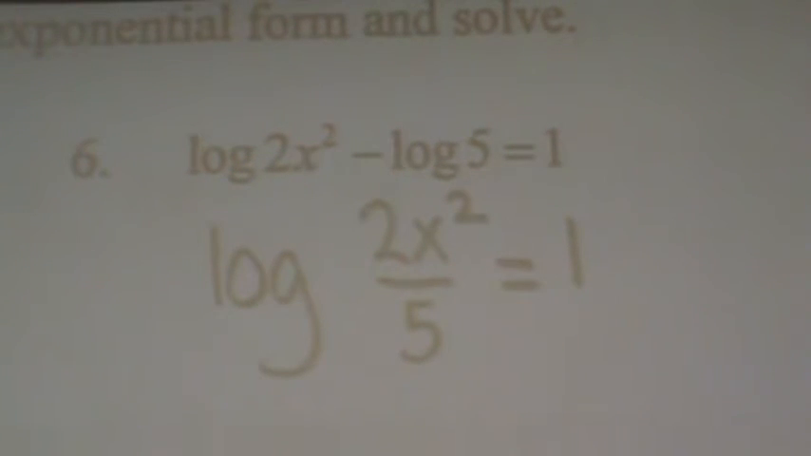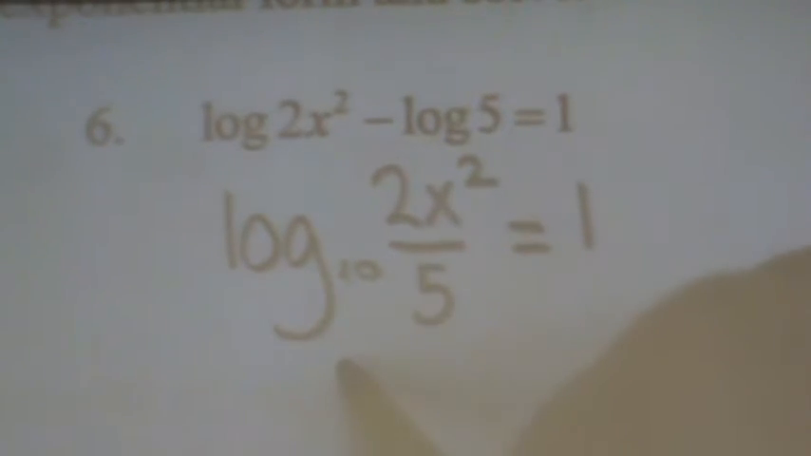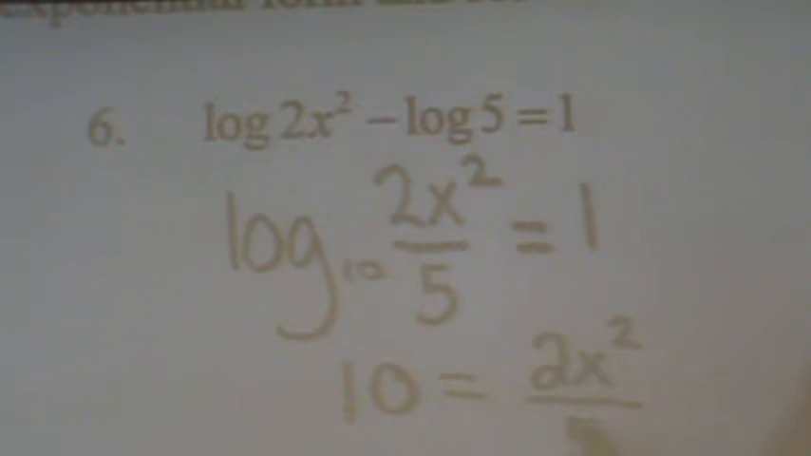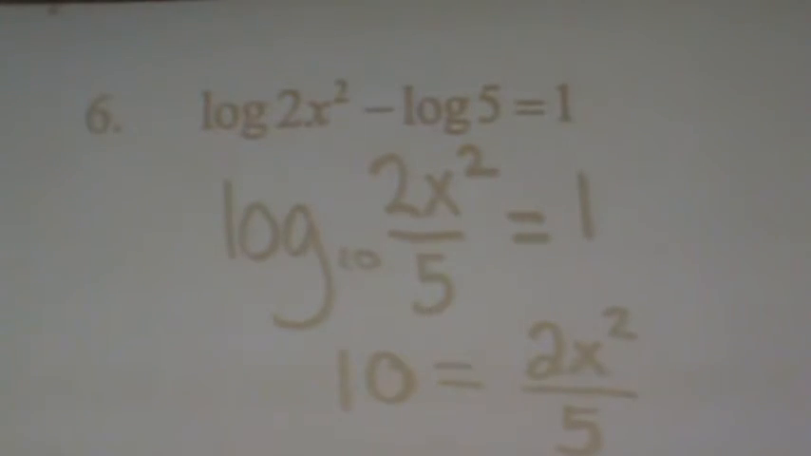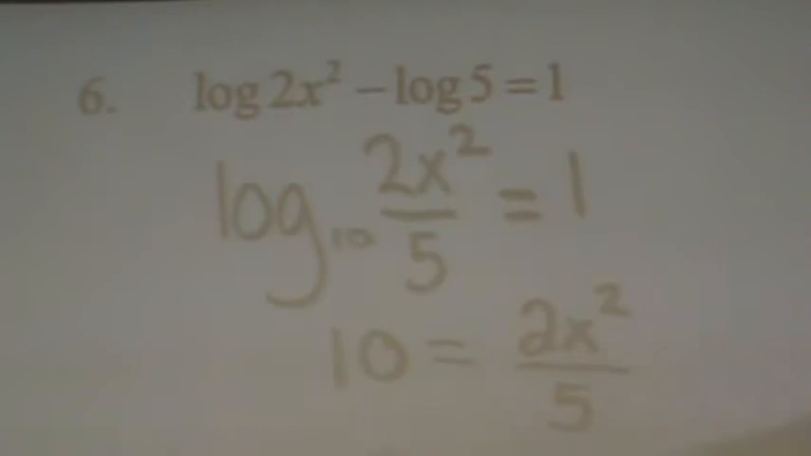Okay, that's that division, the division property. Now we're going to rewrite this. What's the base? 10. So it's 10 to the first power, which is just 10, equals 2x squared over 5. Now what do you do? 10 times 5 is 50.